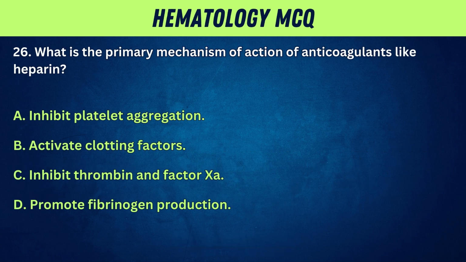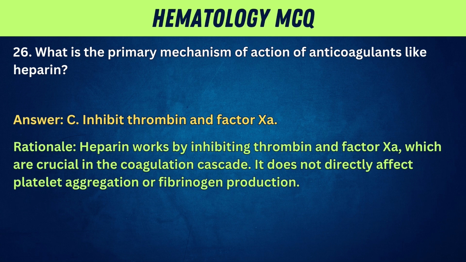26. What is the primary mechanism of action of anticoagulants like heparin? A. Inhibit platelet aggregation. B. Activate clotting factors. C. Inhibit thrombin and factor XA. D. Promote fibrinogen production. Answer: C. Inhibit thrombin and factor XA. Rationale: heparin works by inhibiting thrombin and factor XA, which are crucial in the coagulation cascade. It does not directly affect platelet aggregation or fibrinogen production.